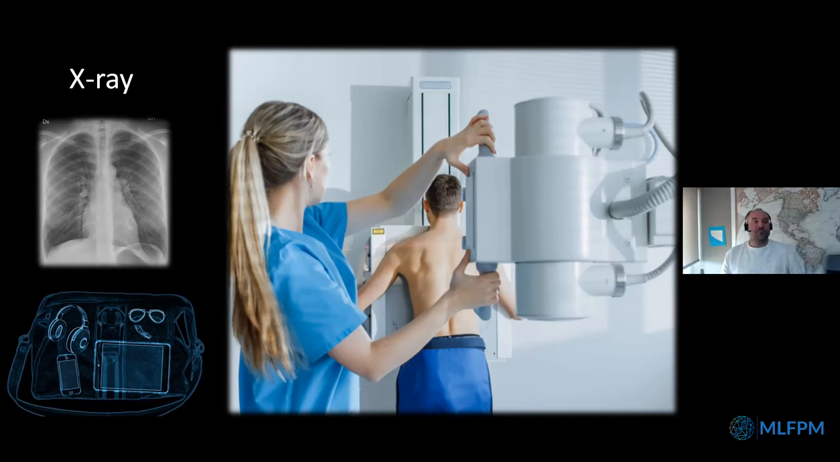So if you have a substance that absorbs all the X-ray, you will have a darker region. If you have something that lets the X-ray through, you will have a lighter region. So you have intensity changes like grayscale values. And here, for example, you have an X-ray of the chest. So you can look at the ribs and the lungs of the person. So you really see through the body, essentially.